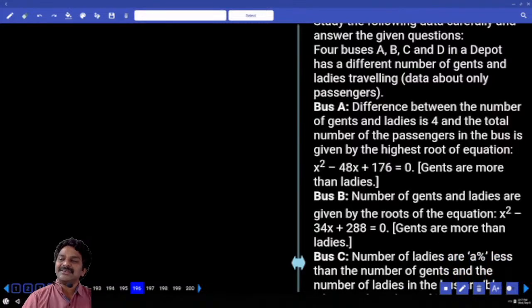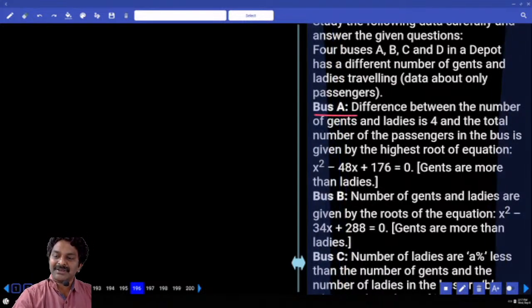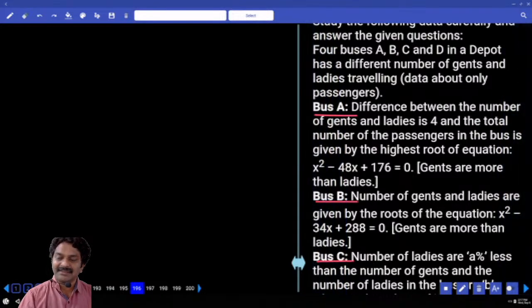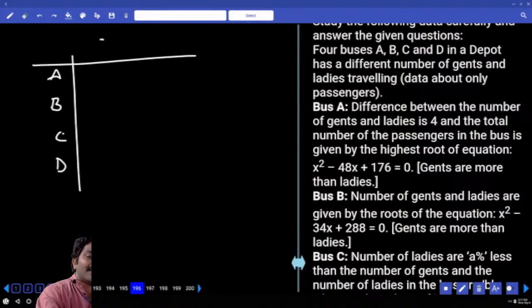4 buses A, B, C, D in a depot have different numbers of gents and ladies traveling. Data is about only passengers. So bus A, bus B, bus C, bus D. So how many buses are there? And in each bus, who are there? So it is going to be a 4 by 2 table only. Can it be done easily? Gents and then ladies. Right.